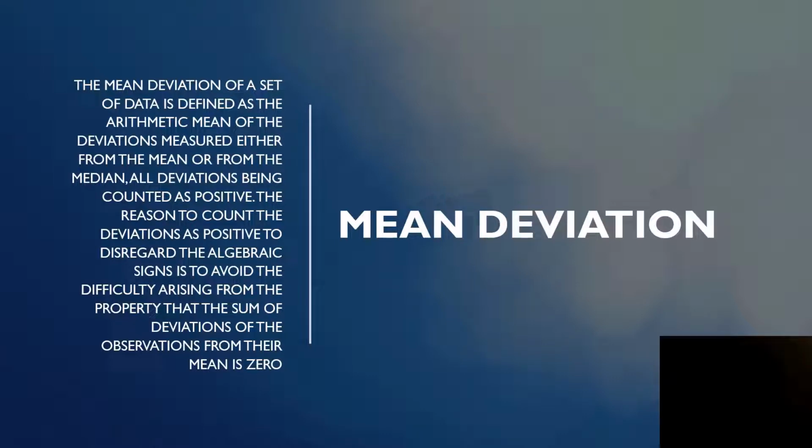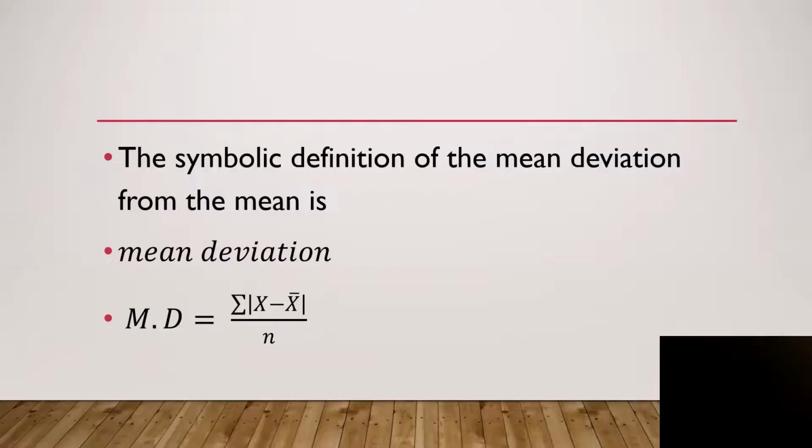As I have mentioned in the definition, the reason to count the deviation as positive, to disregard the algebraic signs, is to avoid the difficulty arising from the property that the sum of the deviations of the observations from their mean is zero. So now we go towards the second slide. Here is the mathematical equation of the mean deviation.